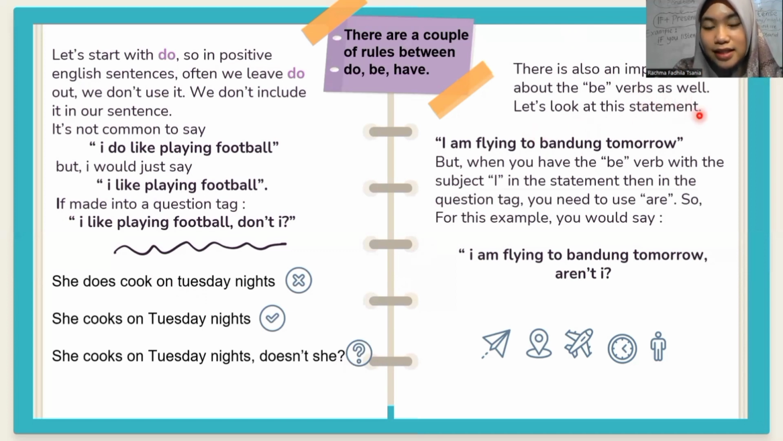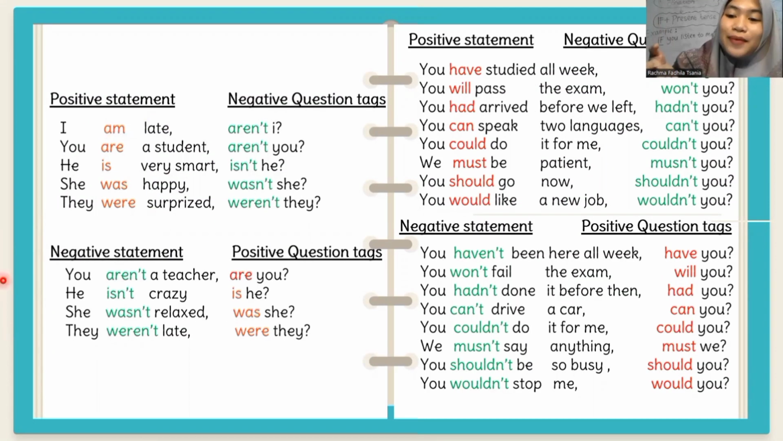Let's look at this statement: I'm flying to Bandung tomorrow. When you have the be verb with the subject I in the statement, then in the question tag, you need to use are. So for this example, you will say, I'm flying to Bandung tomorrow, aren't I? Here are so many examples for you: a positive statement followed by a negative question tag.